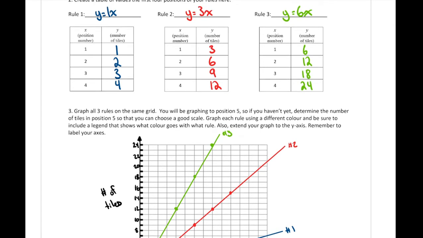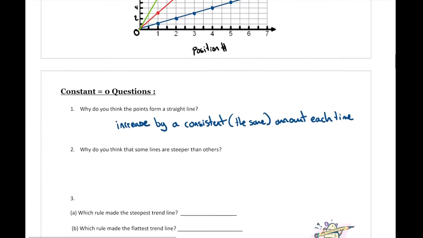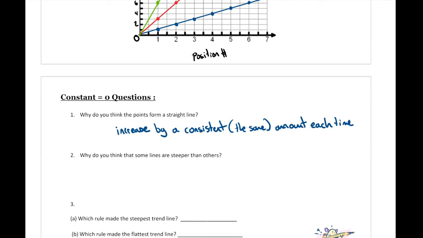2 is the second steepest. It has the second largest multiplier. 1 is the shallowest, or rule 1 is the shallowest, and it has the smallest multiplier. So why do you think some lines are steeper than others? You could say, well, some patterns are increasing by more tiles each time or each position. But going back to that, we looked at the rule.